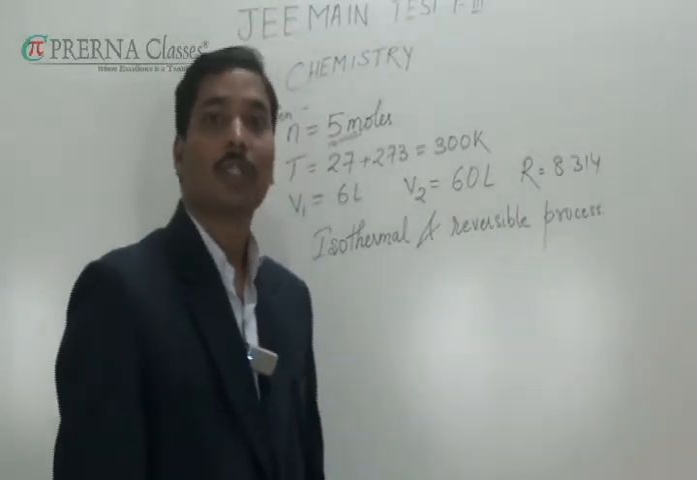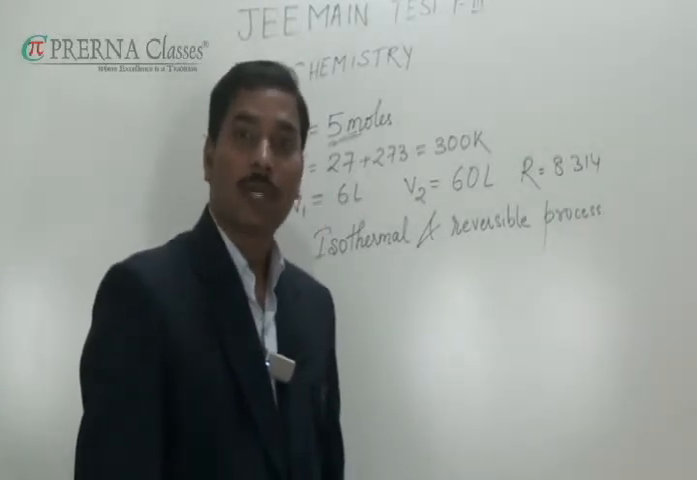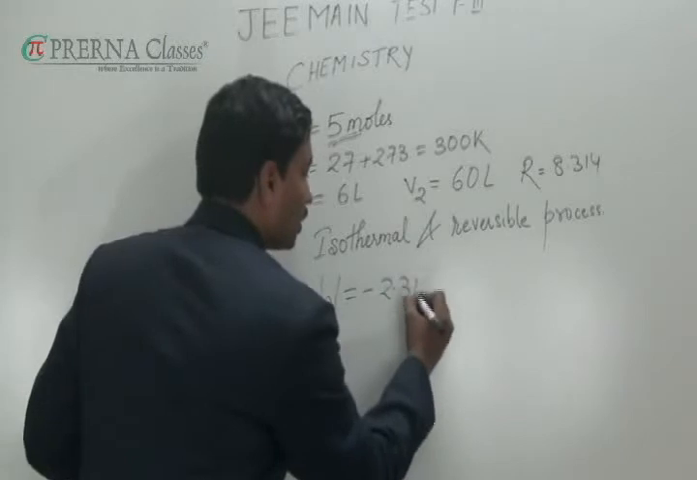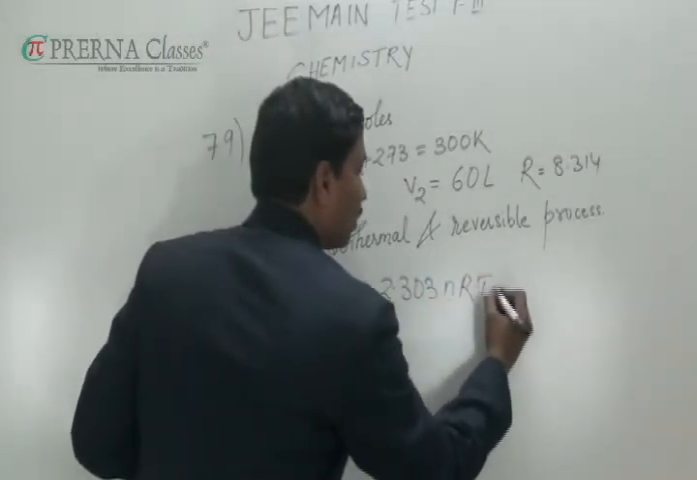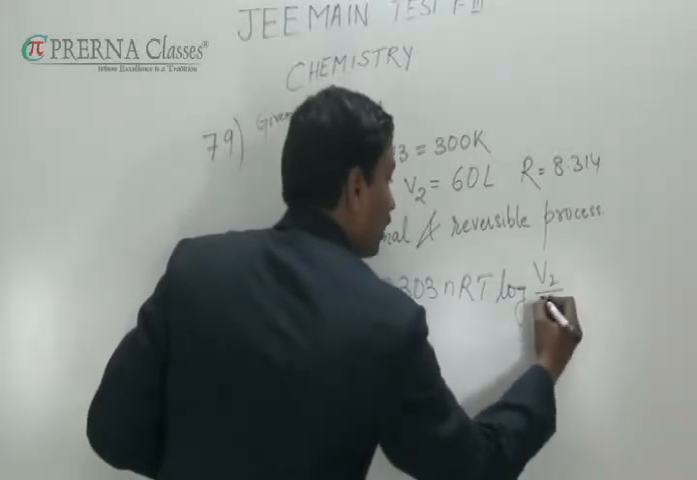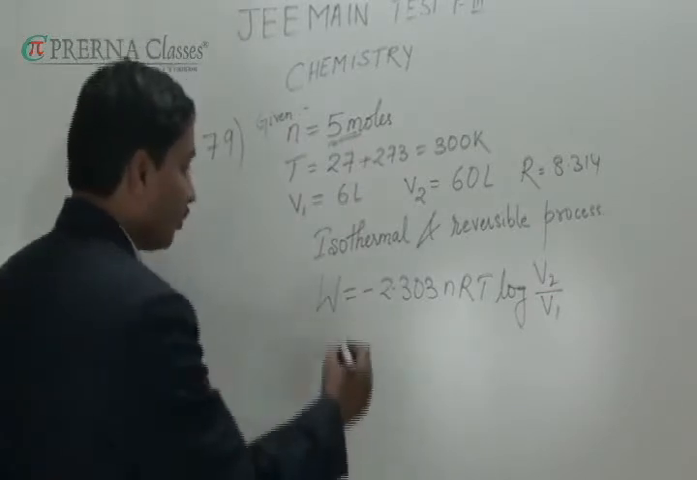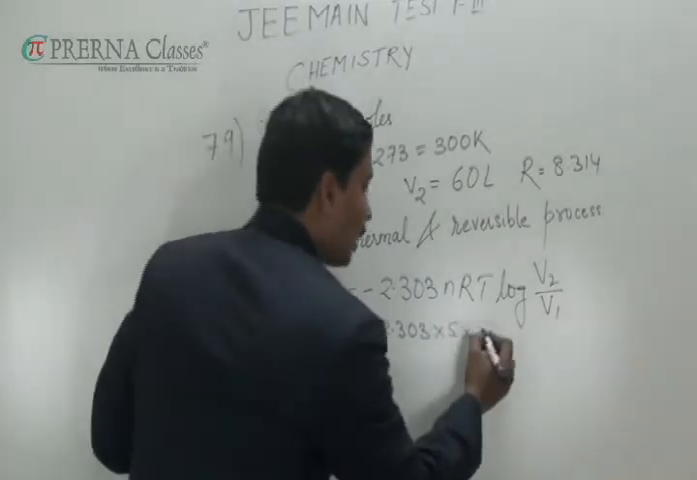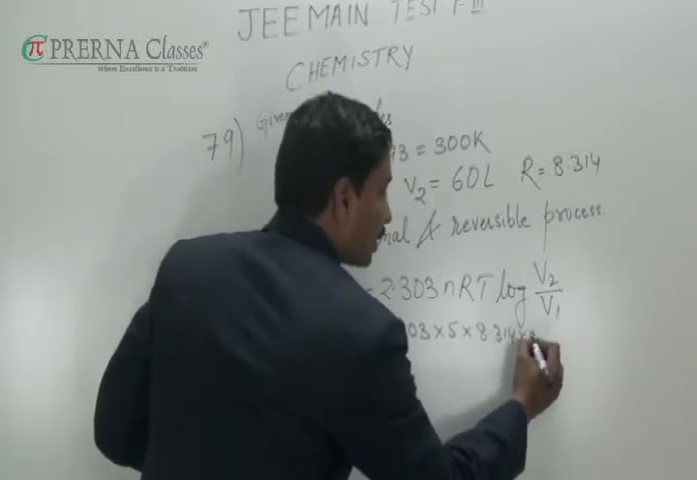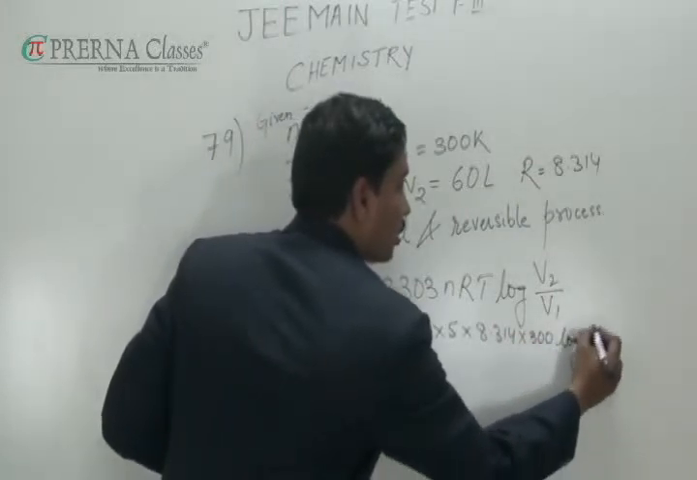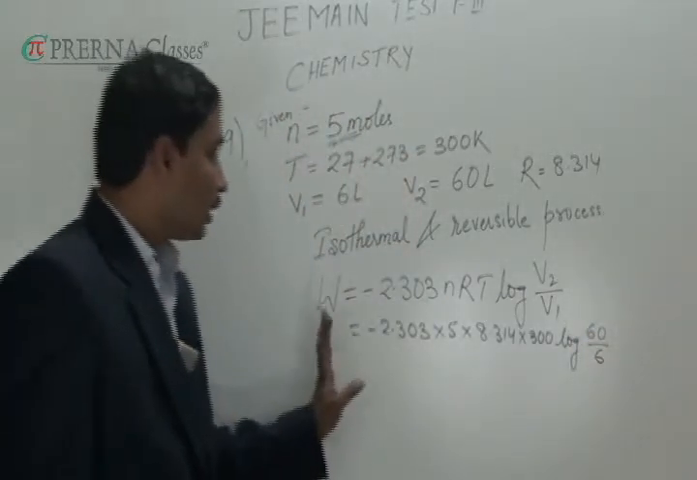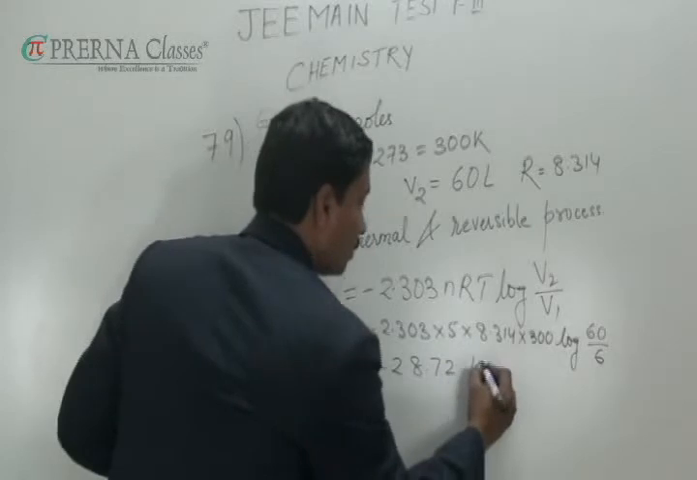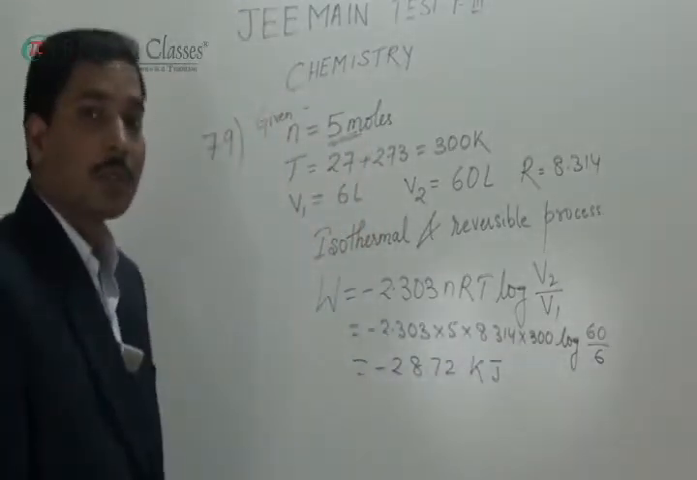So we all know that work done is equal to minus 2.303 nRT log V2 by V1. So we can put up this value. W is equal to minus 2.303 nRT log V2 by V1. Putting all the values, we can write minus 2.303, n value is given 5, R value is 8.314, temperature is given 300, log 60 by 6. On calculating, we will get the work done, that is equal to minus 28.72 kilojoule. Therefore the answer is option B.